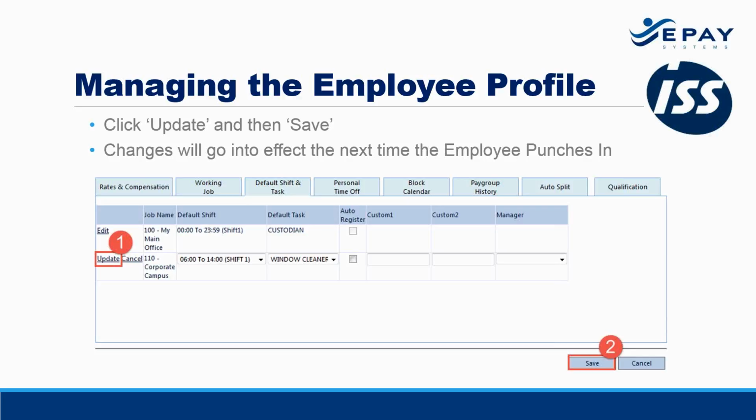So that wraps up the actual default shift and task tab. It's a powerful tab. It's something that we need to get correct, as our employees are getting paid based on that task. They are not necessarily not getting paid, but that information is getting recorded into our accounting books based on the task they are working.